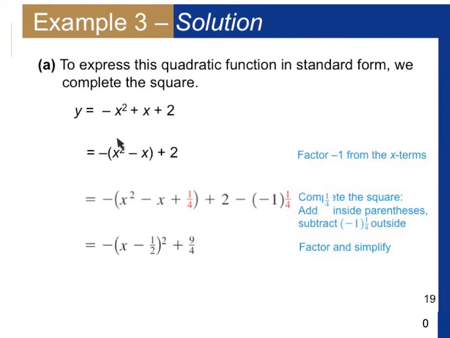Now we have to have a 1 on the x squared to complete the square, so we're going to factor out that -1, or negative. So we're going to factor out, again, the x squared and the x term. So a negative, and then x squared minus x in the parentheses, because this is a plus x there.